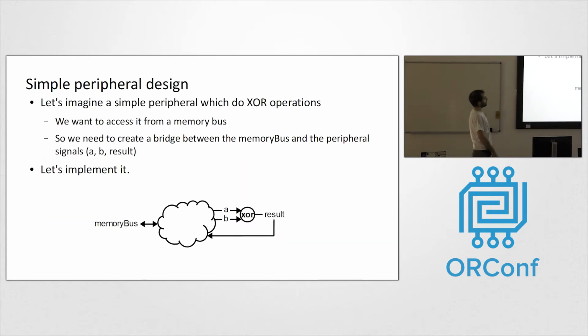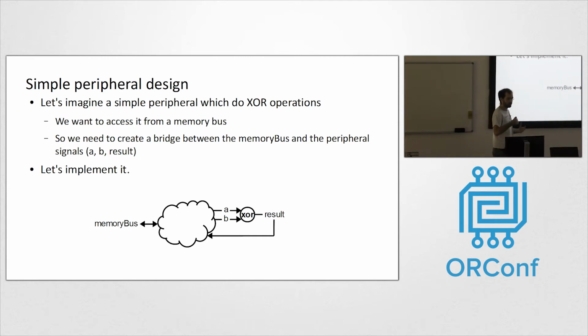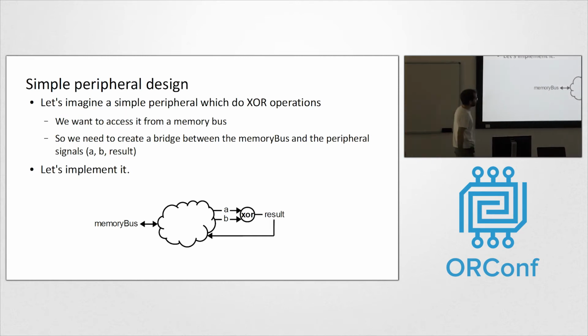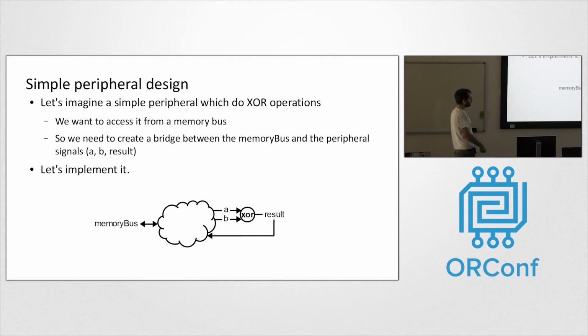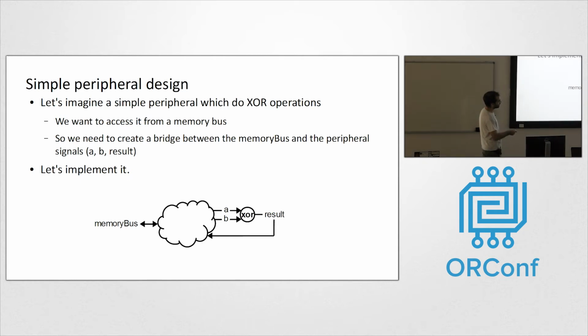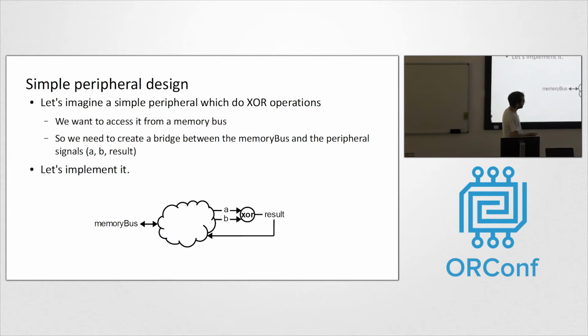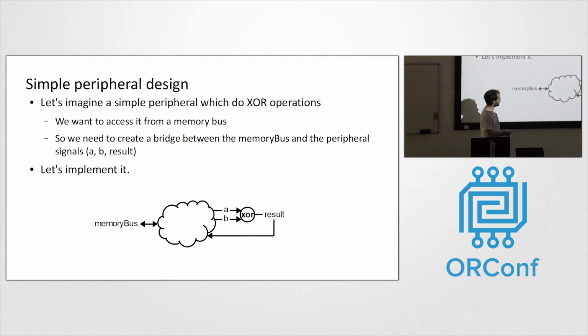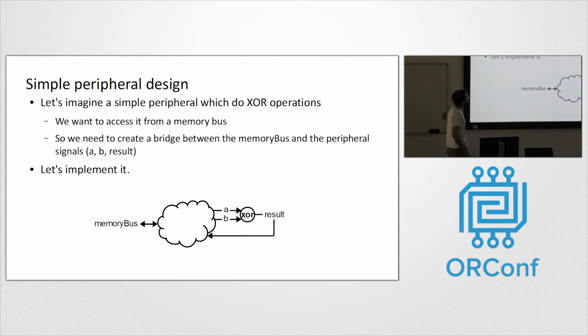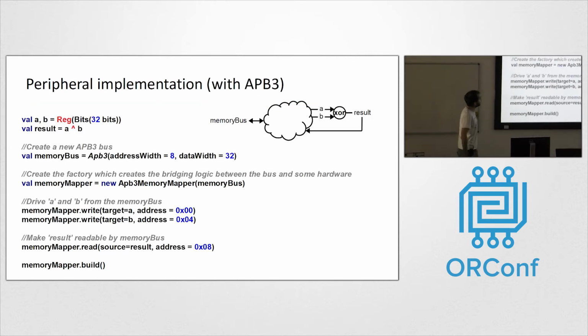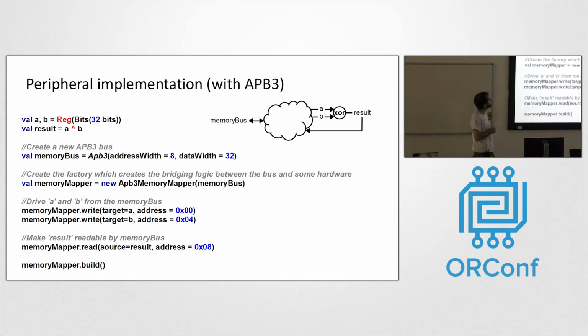So, OK, now let's go into something a bit more practical. Imagine you want to design this peripheral, which is really a simple and stupid one, with a memory bus to take control of this peripheral. And then from this peripheral, you want to take control of the signals A and B. You do the XOR of A and B, you get the result, and you want to make this result readable by the memory bus. OK, let's do it in a funny way. So defining A and B as registers of 32 bits.